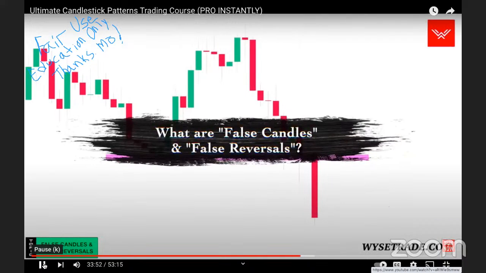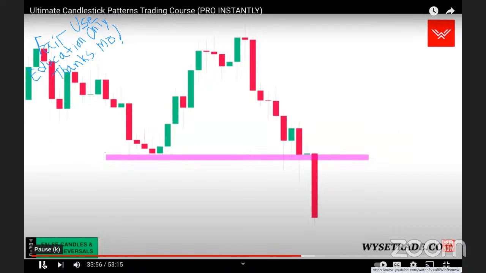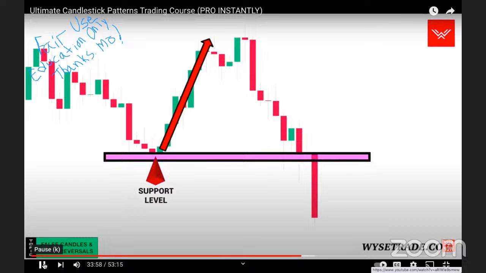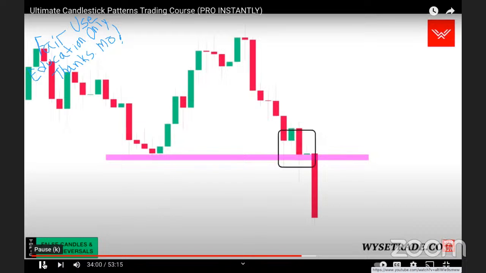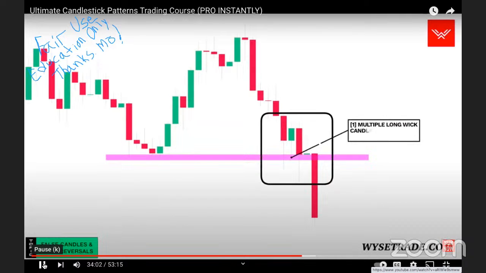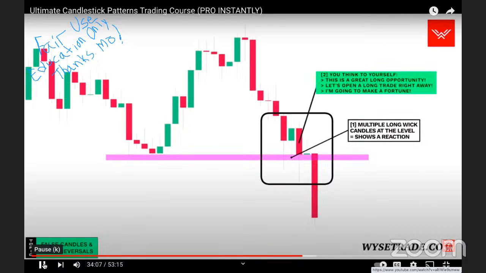So what are false candles and false reversals? Let's break it down. You had your key level of support because of this reversal point. Once price reached the level, you had multiple very long wick candles form at the key support level. And you thought to yourself, this is a great long trade opportunity. I'm going to open a long trade right away and make a fortune.